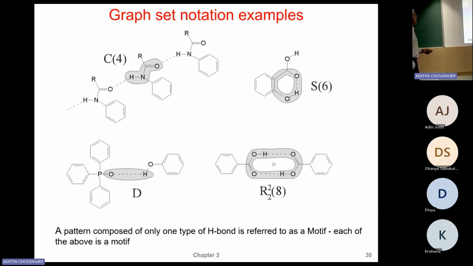You can describe it. For example, C4. C is chain. This is a chain. 4 is the number of atoms in the chain, the repeating unit: 1, 2, 3, 4. So C4. This is discrete, D. There's nothing else, it's only between two atoms, so it's fine. This is self, intramolecular, so 6 is the number of atoms in the loop. And this we have seen all together. Simple, how to describe different types of hydrogen bonding patterns.